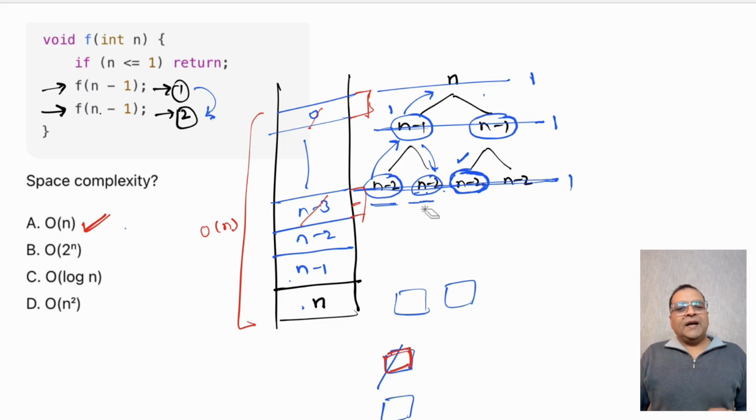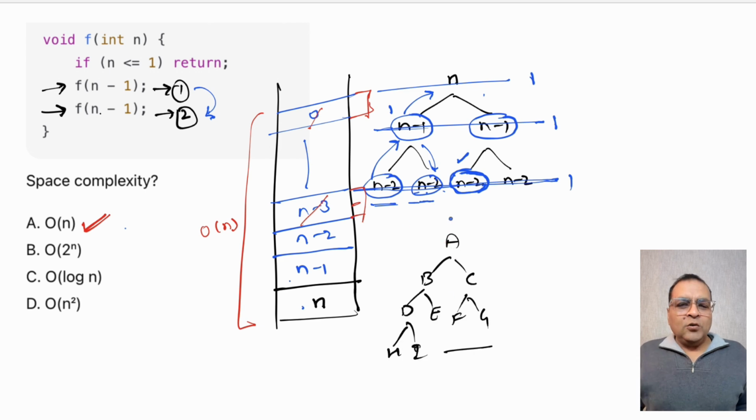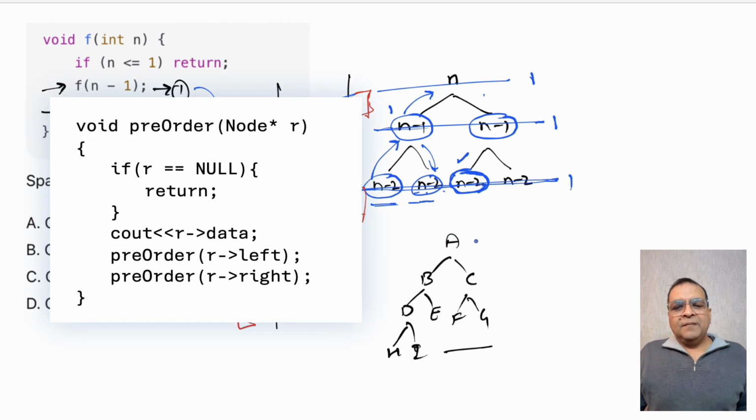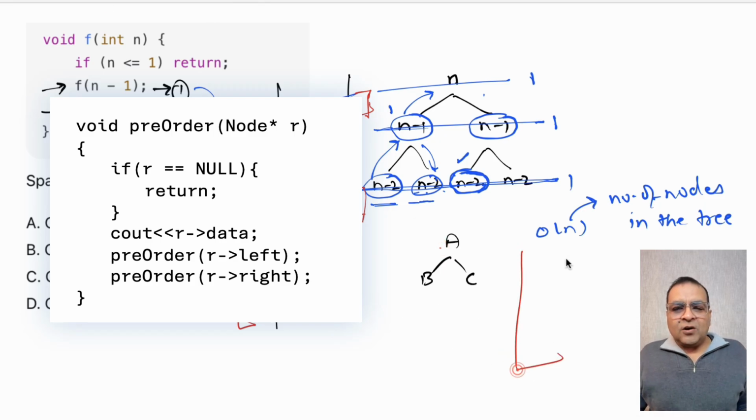This question will be very helpful in binary trees also. Imagine you have a binary tree. If you want to do a pre-order traversal of this binary tree, then the pre-order traversal will take order of n time, where n is the number of nodes in the tree. But what is the memory complexity of the pre-order traversal function? First, the function is called for a. So let me take a smaller tree. In this case, first the function is called for a. Then from a, the function is called for b.